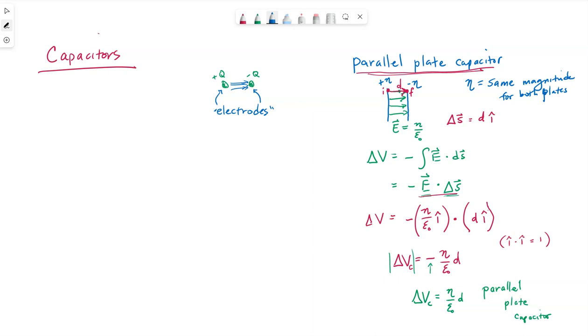The electric field between the electrodes would be different, but we would still end up with some sort of potential difference between these electrodes. And since we're saying these electrodes make up our capacitor, we call this the delta V for our capacitor. So delta V sub C specifically means the potential difference across a capacitor.